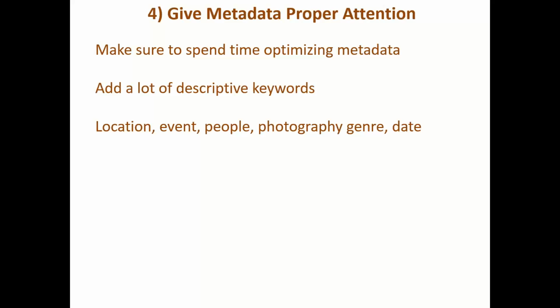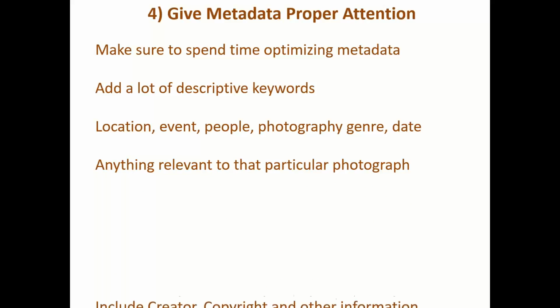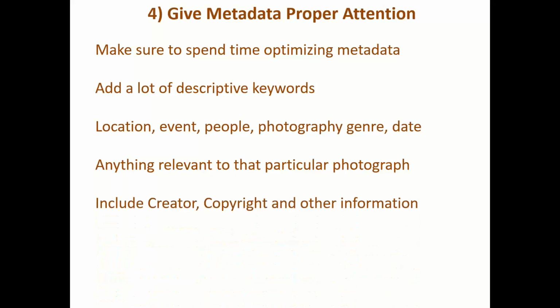You can put on the location, the event, the people, the type of photograph. If you're into doing different things, wildlife, landscape, portraits, you can identify the genre. Anything relevant to that particular photograph, you can add as notes, including the creator, who took that picture, other copyright information, GPS coordinates, you can add those if they weren't added automatically by your camera.